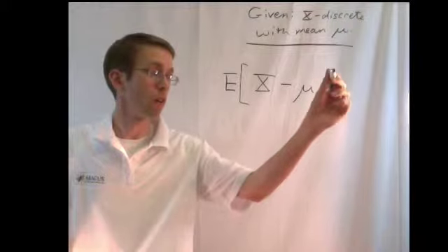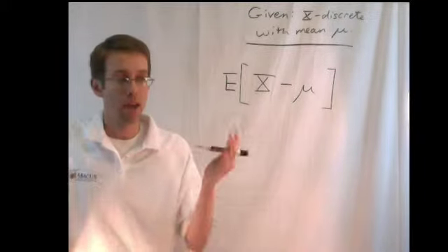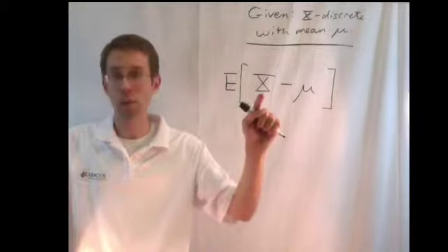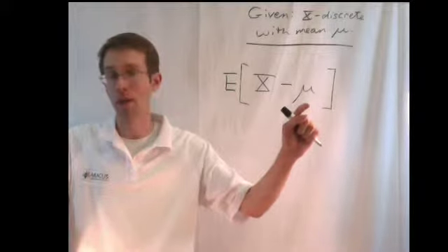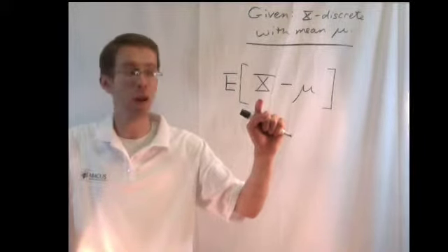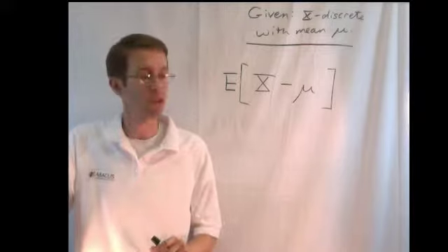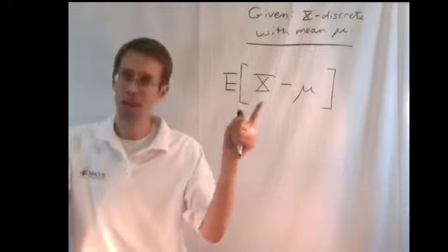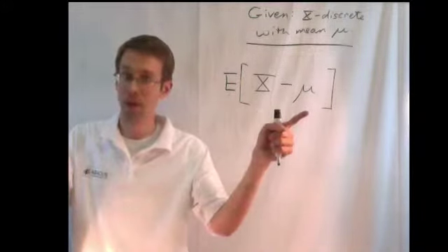You might start here. There's a problem with this. Sometimes x will be above average, so this difference will be positive. Sometimes x will be below average, so this difference will be negative. And it turns out that every single time, this mean is equal to 0.